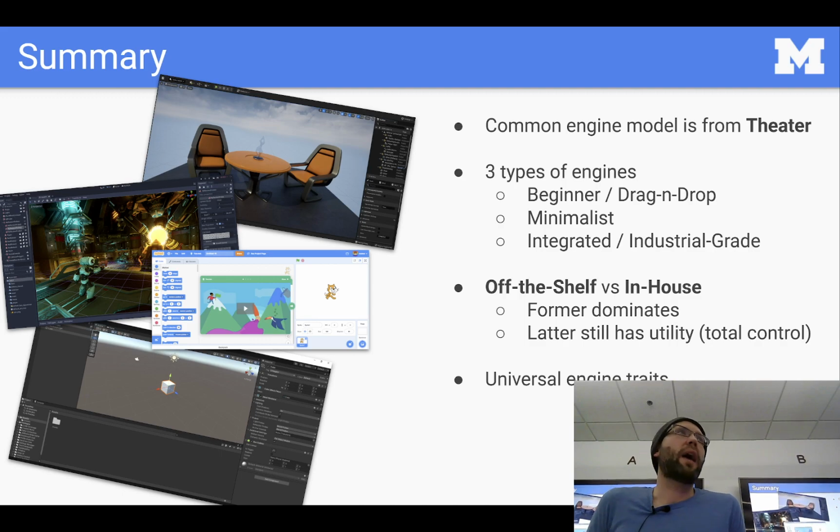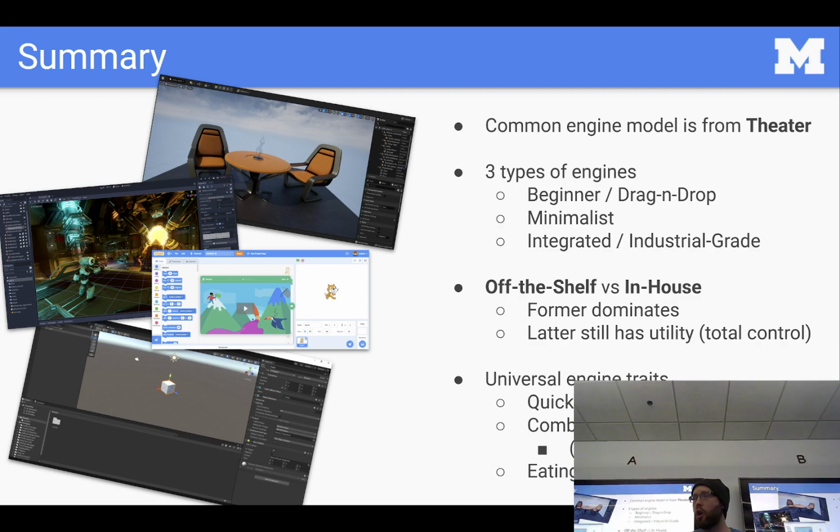There are universal engine traits across all engines. They all want to get you quickly iterating. They all want to give you access to editing of assets and logic and scripting. They want to make that fast and easy and quick. And these engines really are taking over just about everything, okay?